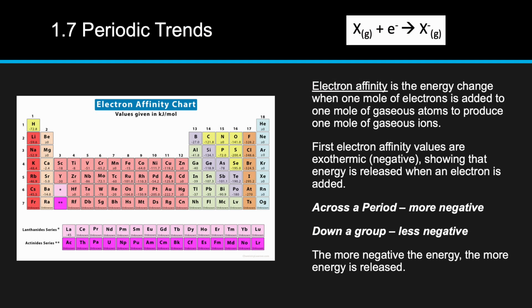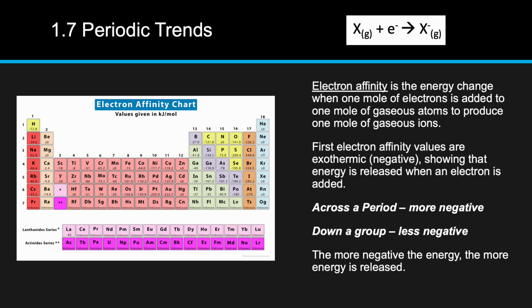Electron affinity is the energy change when an atom gains an electron. So usually the first electron affinity is going to be exothermic, which means energy is released. And when energy is released, values are going to be negative. So across a period left to right, electron affinity values become more negative. That means atoms release more energy when they gain an electron because the stronger nuclear charge is going to pull that electron in more tightly.